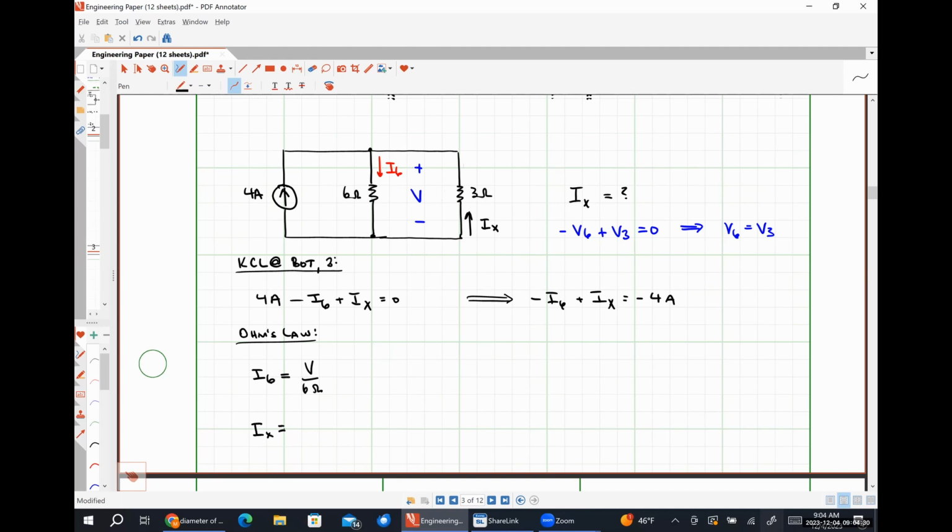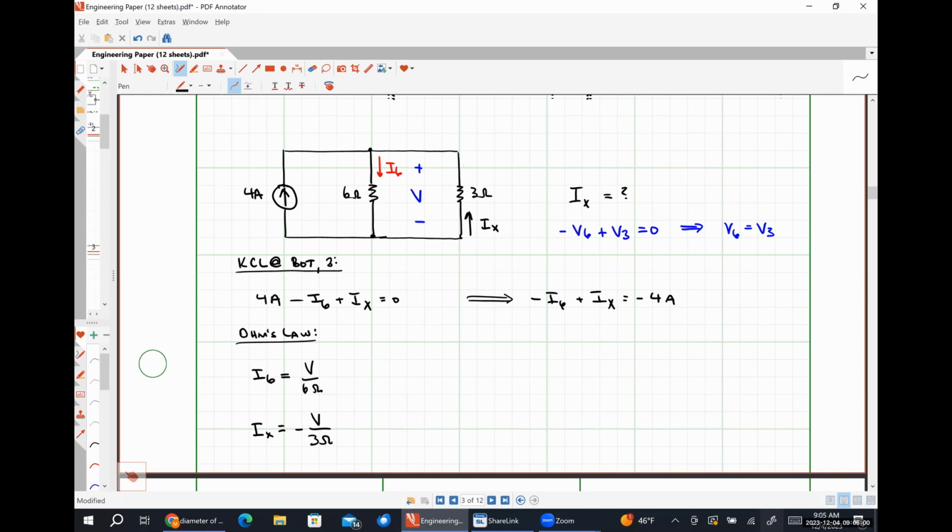Somebody else tell me how I am going to express Ix in terms of that voltage V. So positive or negative? Because I believe that the current is flowing into the negative polarity terminal, which means I need to remember that negative sign, right? So it'll be negative V divided by 3 ohms. And now I can substitute those two relationships in.